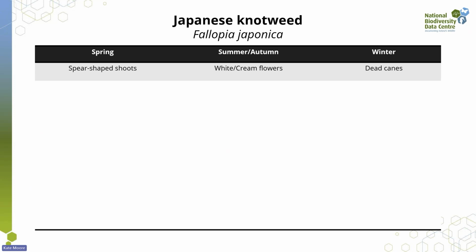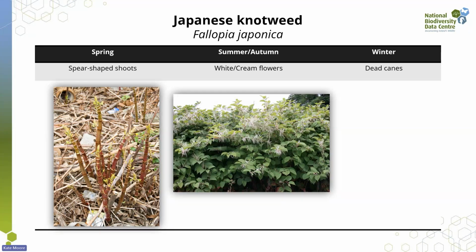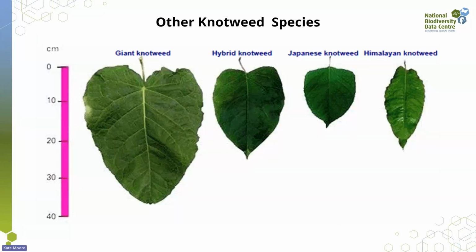So we see how the appearance of Japanese knotweed changes throughout the year. In the springtime, spear-shaped shoots emerge, and then in summertime, it has herbaceous green leaves and it produces small white flowers later in the summer into autumn. In the winter time, the plant will die back and all that will remain will be dead canes. There are other knotweed species that you may come across, and these should be treated in the same way as Japanese knotweed.